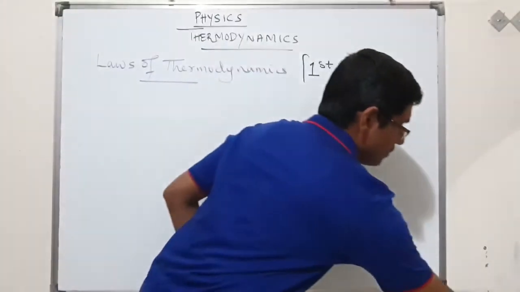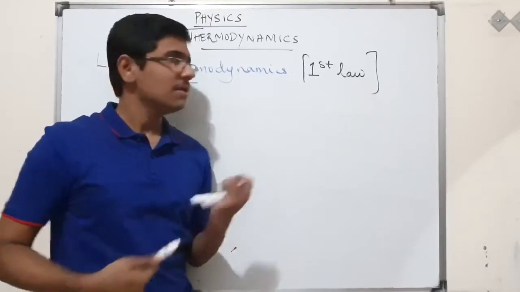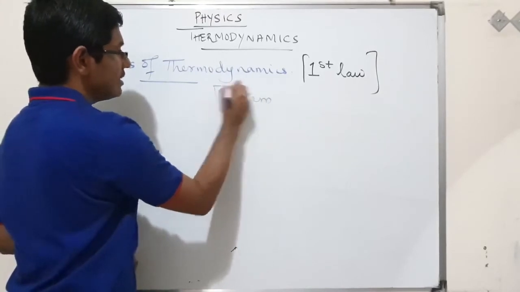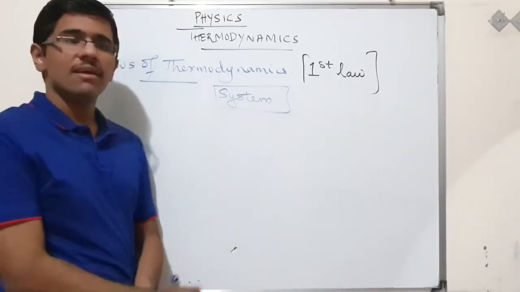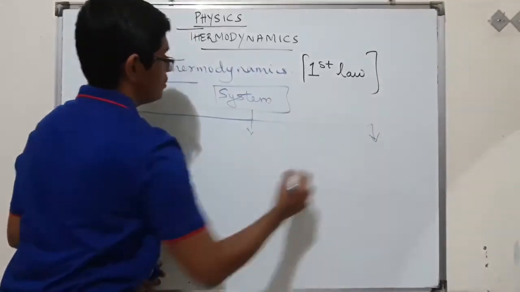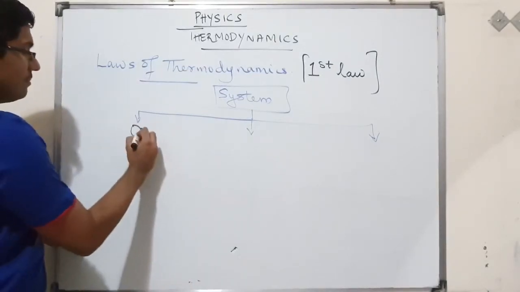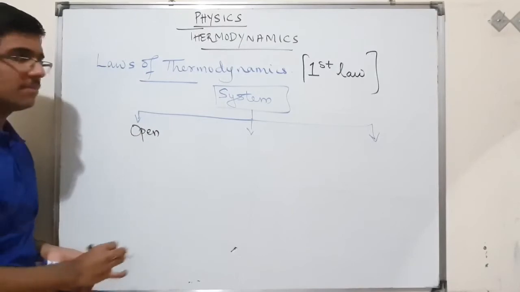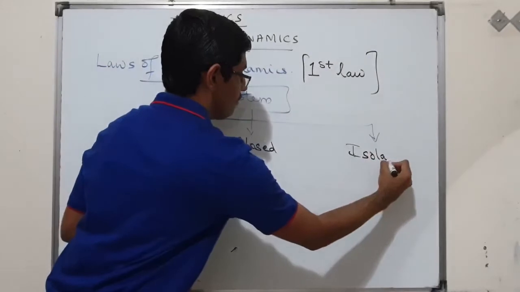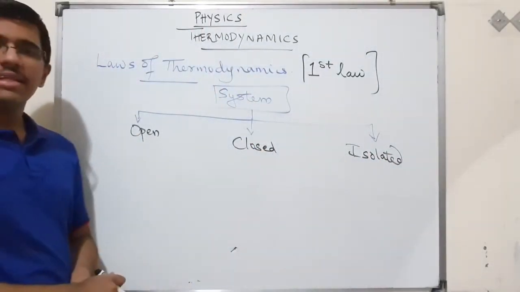One more thing I need to tell you about system. One more point I want to tell you: system is of three types. What are they? The three types of system are classified into three categories. They are open system, closed system, isolated system. What are the meanings of these terms?